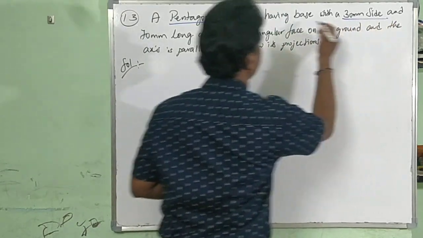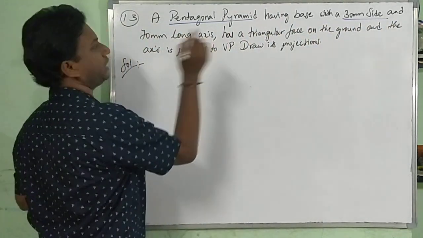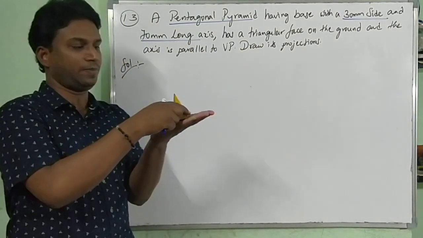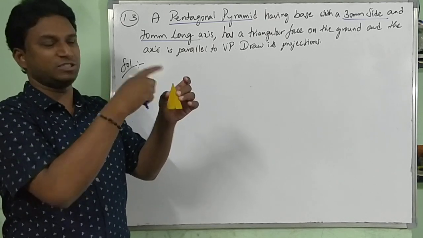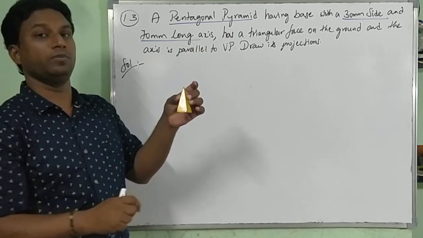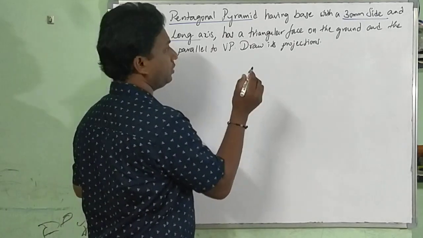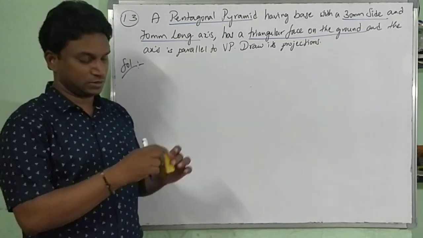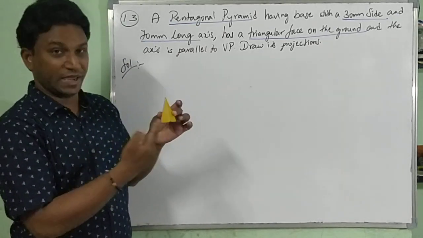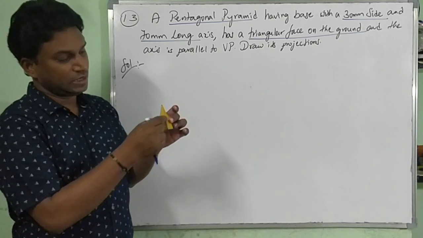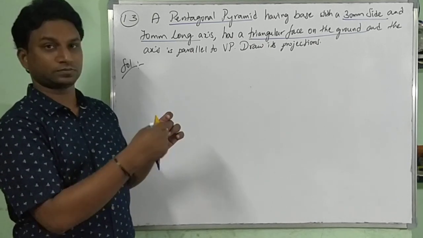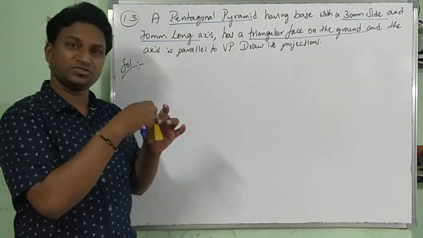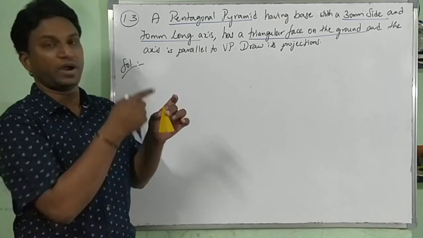Having a base with 30 mm side: base shape pentagon, each side of the pentagon 30 mm, and 70 mm long axis, the height. Axis is nothing but an imaginary line passing from the top apex point to the center of the bottom base. Now coming to location: has a triangular face on the ground. As I said, in a pyramid, from each side of the base, triangular faces are raised. So how many triangular faces will be there? 5 sides base, 5 triangular faces.